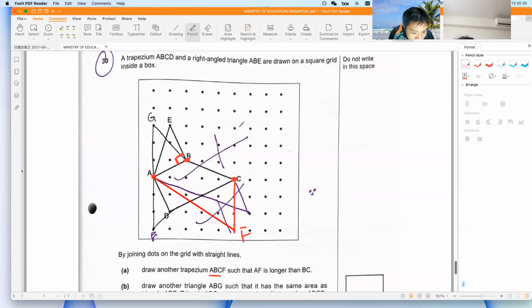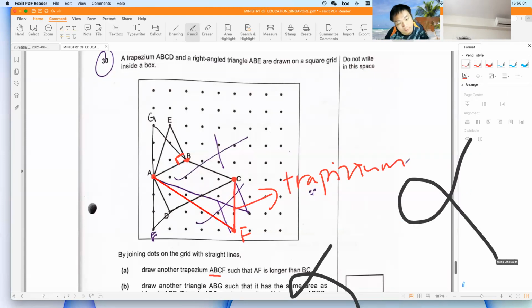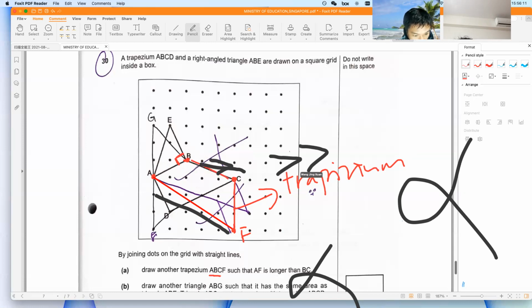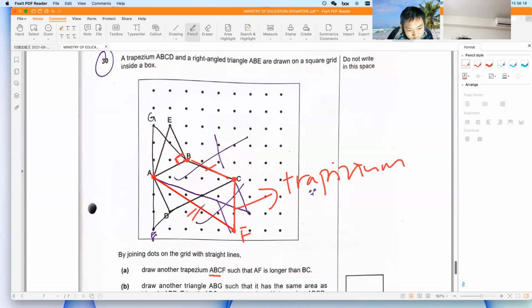Can I ask you, is ABCF a trapezium here? If I draw it here, is this one a trapezium? No. Why not? Is it because it's not parallel? Are you saying that this is not parallel? Okay, good. So that's the thing.